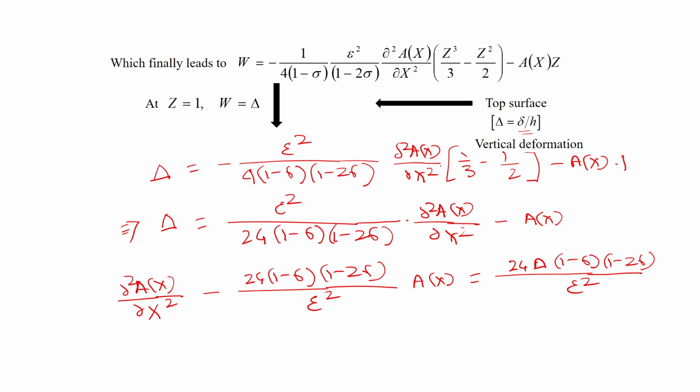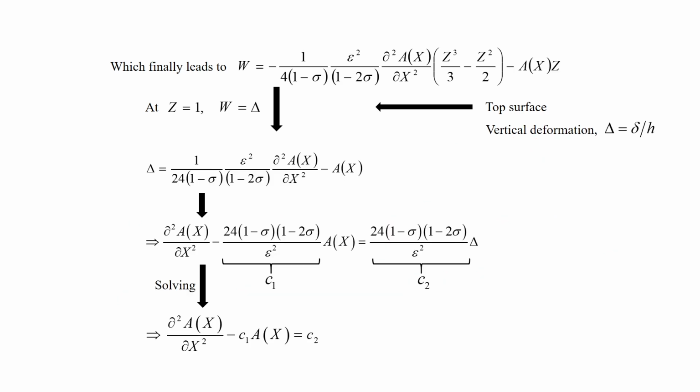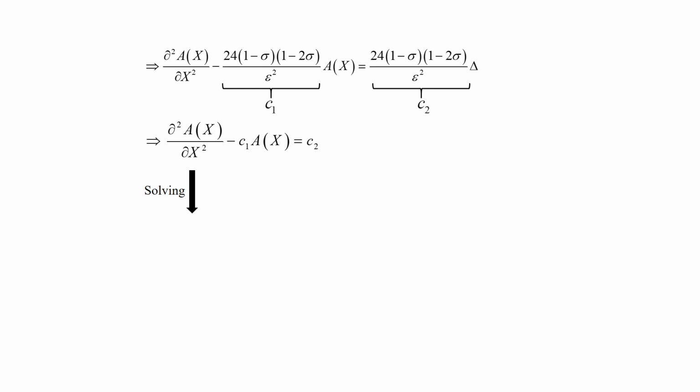So, here I term this quantity as C1 and the whole thing here as C2. So, therefore, this C2 by C1, okay, that is actually equal to delta, remember that is what I get. So, δ ∂²A(x)/∂x² minus C1 into A(x) is equal to C2, that is the equation in terms of A(x). So, this equation, okay, can be solved. So, let us try to do that.